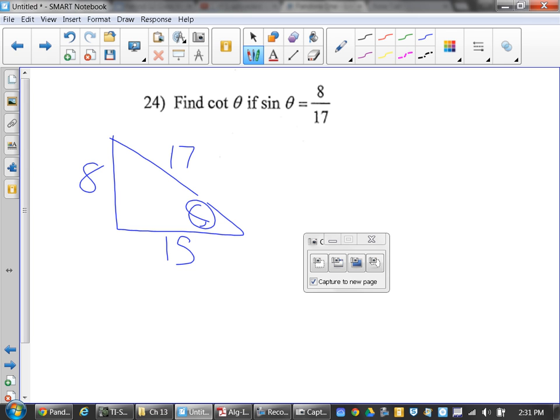What's the cotangent? So cotangent is the inverse of what trig function? Tangent. Tangent is opposite over adjacent, so cotangent would be adjacent over opposite, 15 over 8.